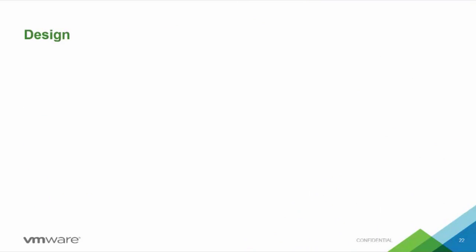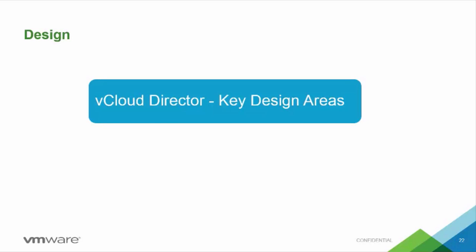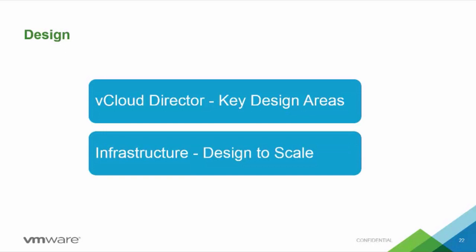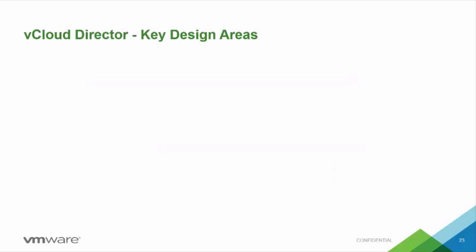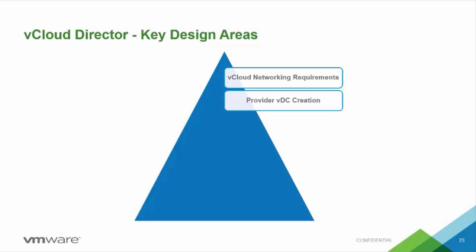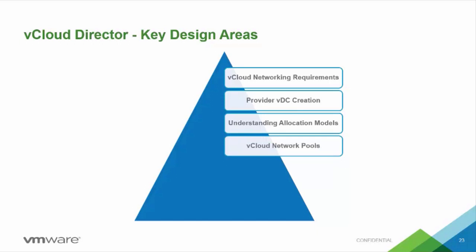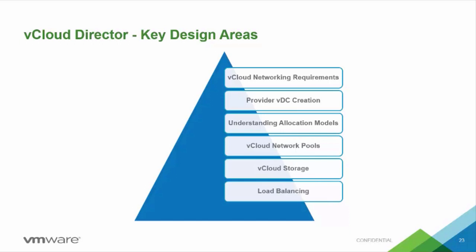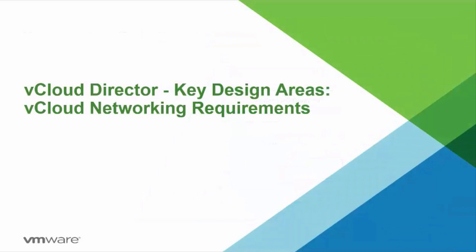In this section we're going to talk about our vCloud Director. The key design areas here are the recommendations from VMware, and the infrastructure and how that is designed to scale. Again, the infrastructure here is the product infrastructure, not the hardware. So, our vCloud Director key design areas: vCloud networking requirements, provider VDC creation, understanding allocation models, vCloud network pools, vCloud storage, and load balancing.